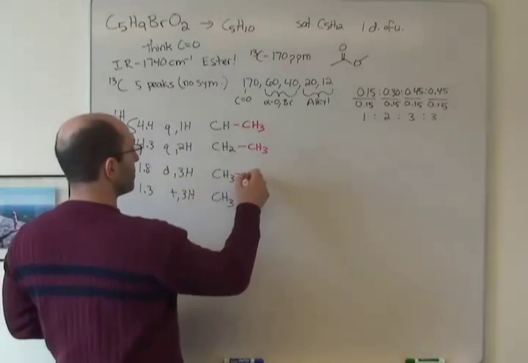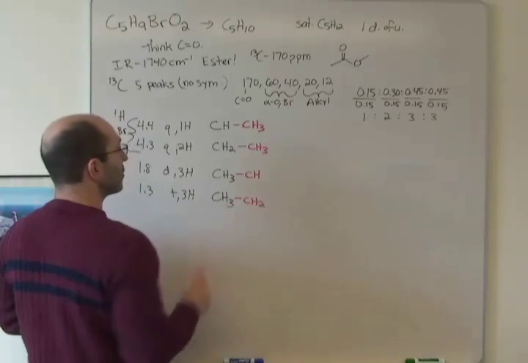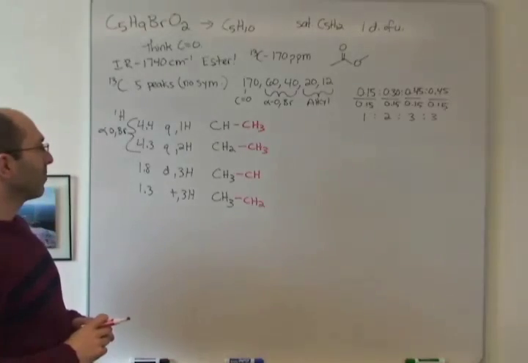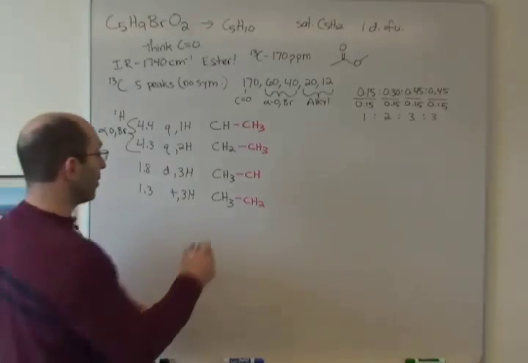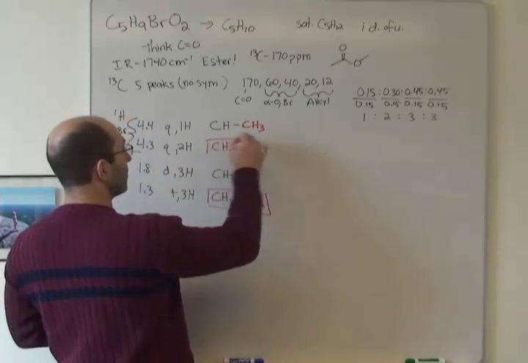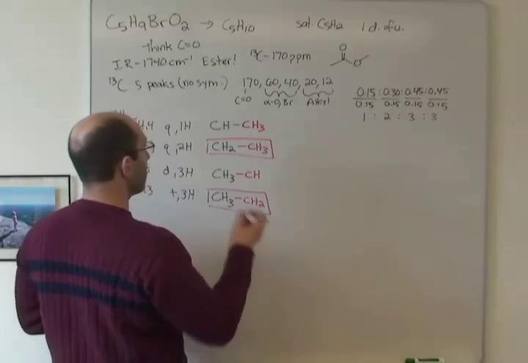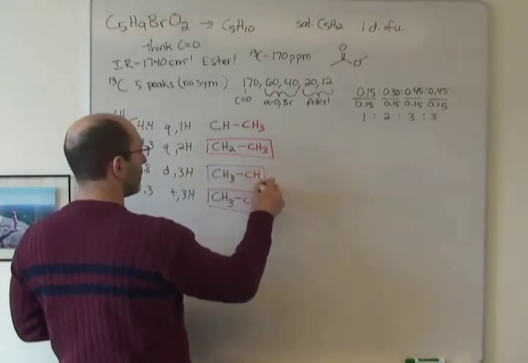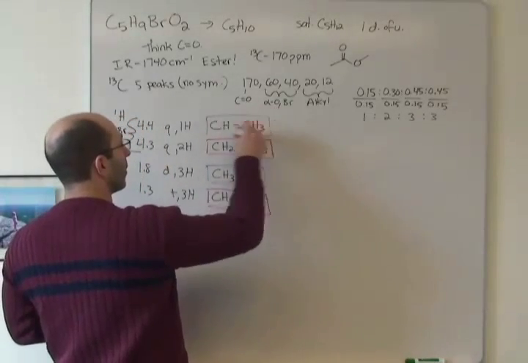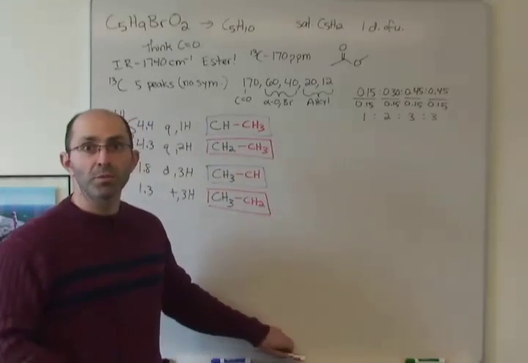Doublet, neighbor here is going to be CH. Triplet, here the neighbor is going to be CH2. So I think we've found the pairs that we have here, right? So CH3 to CH2 is going to be there, and then we're going to have CH3 and CH there. Okay, and I would say now is a perfect time to start drawing out some structures and see what we can come up with.